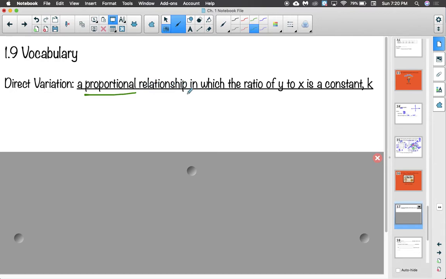Here's where it gets pretty mathematical, in which the ratio of y to x is a constant k. You want to know what that means? That means that when we find our unit rates, they're all the same, which is what our proportional relationship is, and that unit rate is going to be called k. Okay? The direct variation has an equation that goes along with it because it's all about tying the graph together with the table, together with the word problems, together with the unit rates. And this equation is y equals kx.